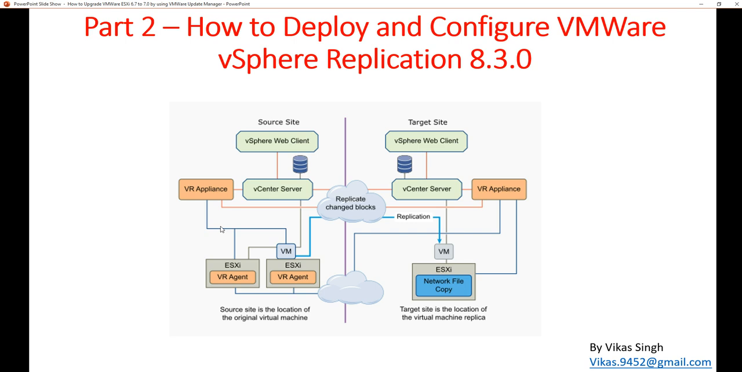This is part 2 of the VMware vSphere Replication and SRM series, where we are going to do some deployment and testing for the VMware disaster recovery infrastructure. So basically we are going to do the SRM and the replication. We are now in part 2 where we are going to deploy and configure VMware Replication 8.3.0.